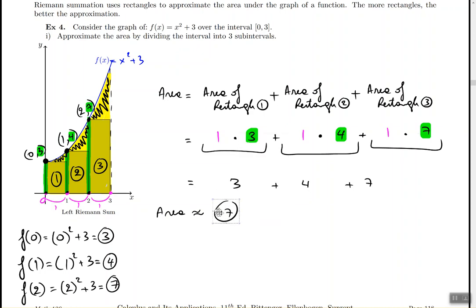I know it's an approximation because, like I said earlier, I am missing a lot of space, right? All the stuff right here is missing from my calculation. So how can I improve my calculation? Make more rectangles, or make them thinner, or use a different method.